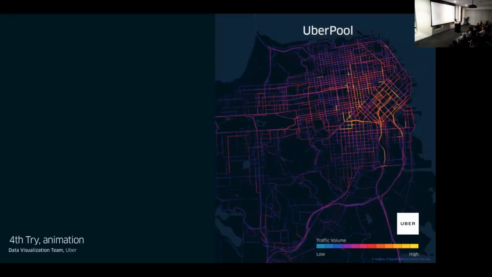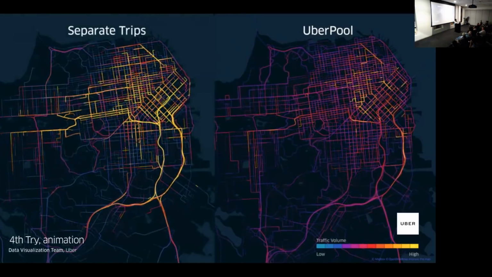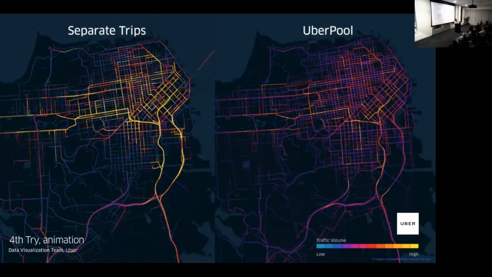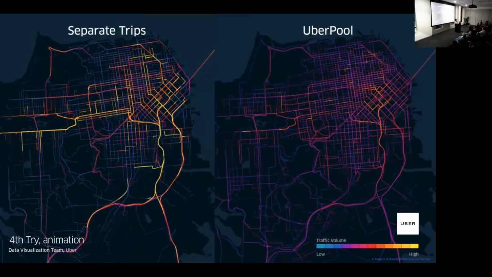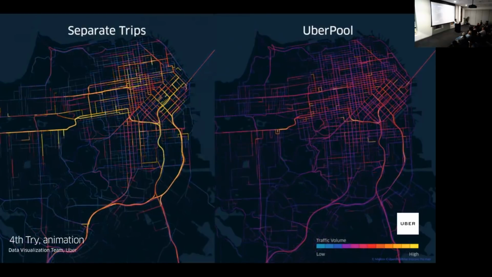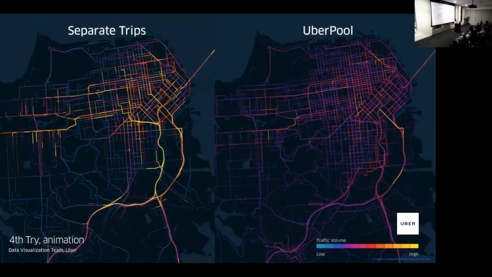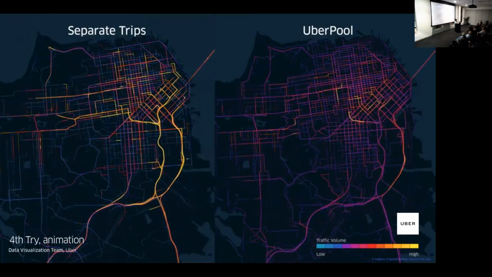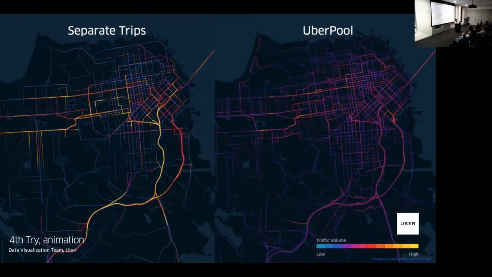animating 1 day of UberPOOL trips, coloring the trips by traffic, and then comparing to separate trips. For the comparison, what I did is that I simulated 2 separate trips for each single UberPOOL, and then I calculated traffic on each road segment, and then converted them back to colors.